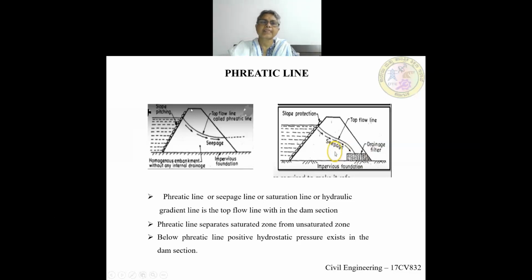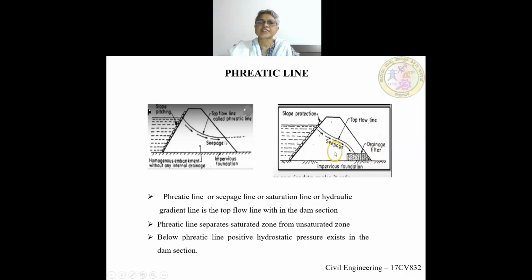See, this is a dam section. There is water on the upstream side. There's an impervious foundation, and there's pitching or the slope on the upstream side. The water seeps from the upstream side to the downstream side. If there is no filter here, this top flow line, which is also called the phreatic line, will flow through the downstream side like this.